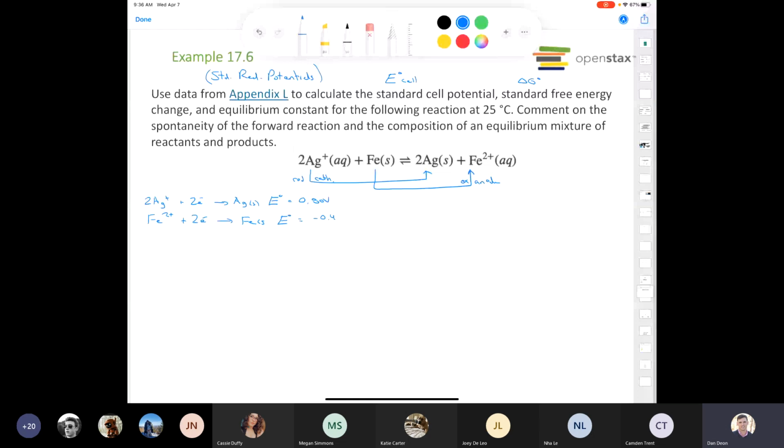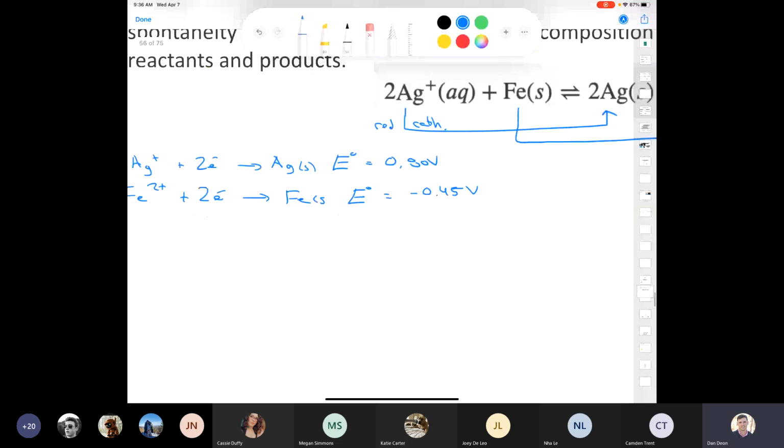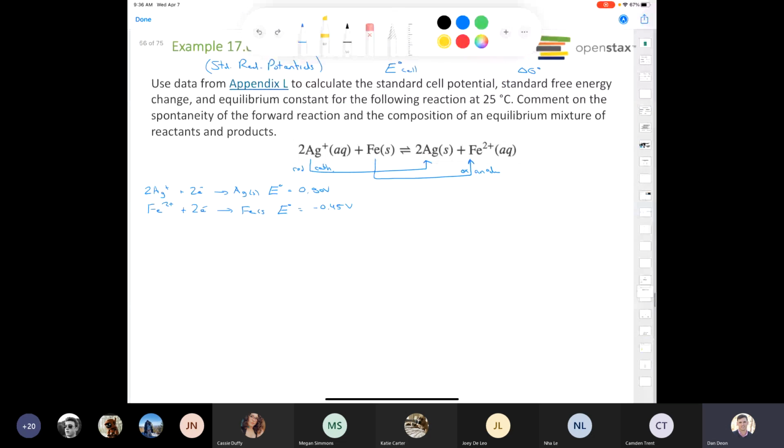Now, I took these values from the table that I had in the slides that I showed you last lecture. If you look up these standard reduction potentials in our appendix, they might differ slightly, but they won't be enough to affect your answer. You'll still be able to answer the question and get the right answers.